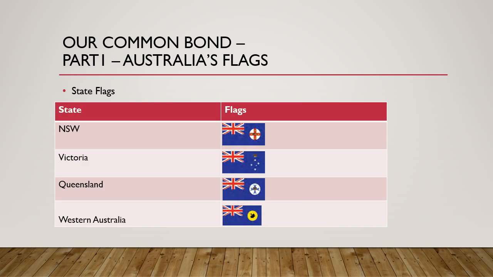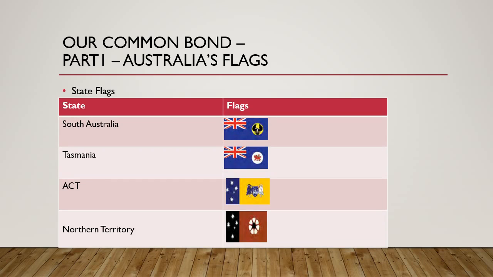Now we have some state flags. We don't need to memorize them, but just need to know how the individual flags of each state look. We have NSW, Victoria, Queensland, Western Australia, South Australia, Tasmania, ACT and Northern Territory.